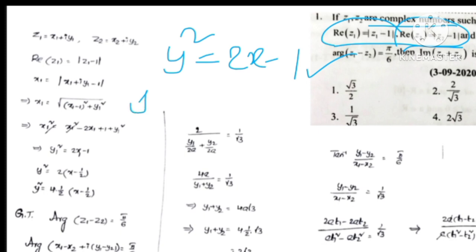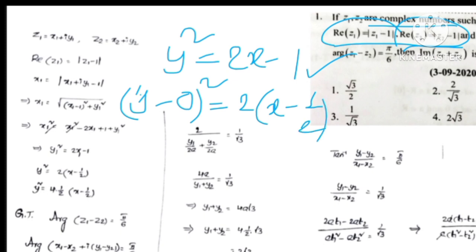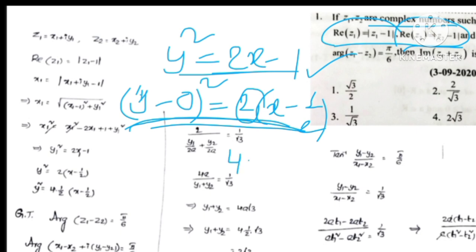Just simply convert this equation into the form y square, which is nothing but y minus 0 whole square. Okay, now take the 2 common here, then what you get? x minus 1 by 2. Okay, so this is the general form of the parabola. We are converting the parabola into this form. Okay, understand all of you. And again I take this 2 is equal to 4 into 1 by 2.